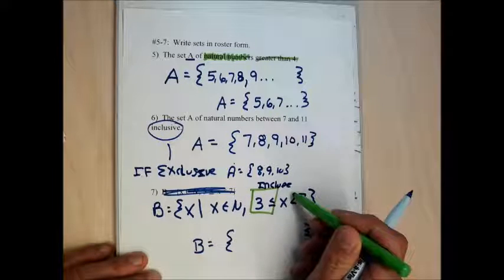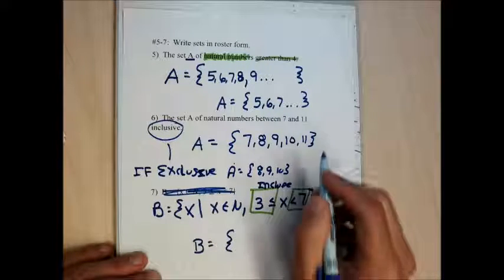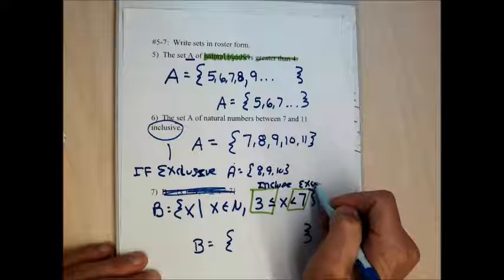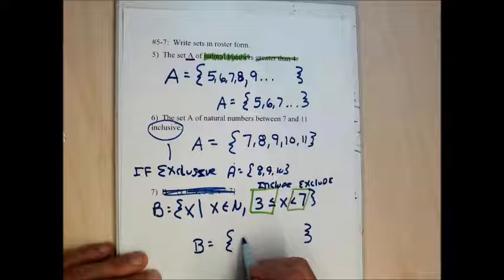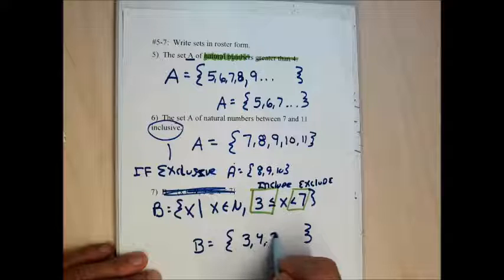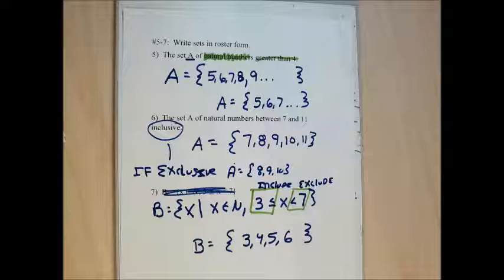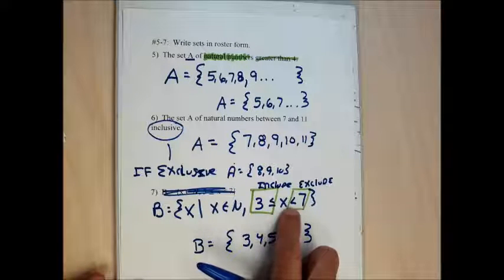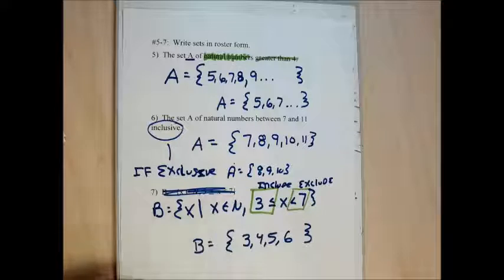A not or equal to with the inequality means to exclude that number. So I'm going to put all the natural numbers between 3 and 7. I'm going to include the 3, but I'm not going to include the 7 in my answer. So instead of writing 3, 4, 5, 6, and 7, I'm only writing 3, 4, 5, and 6 because I'm excluding the 7 because it doesn't have an or equal to with its inequality.